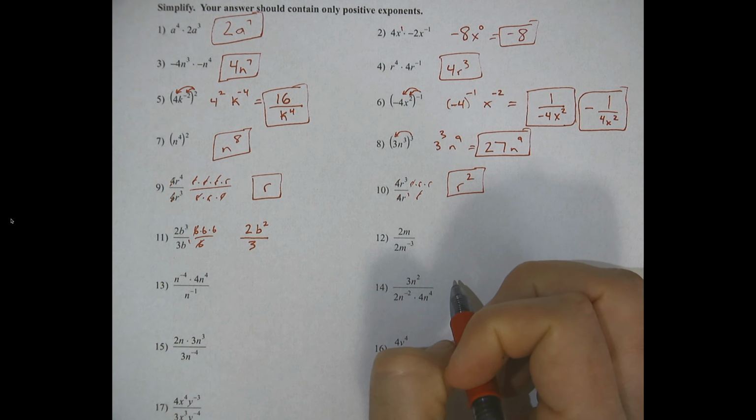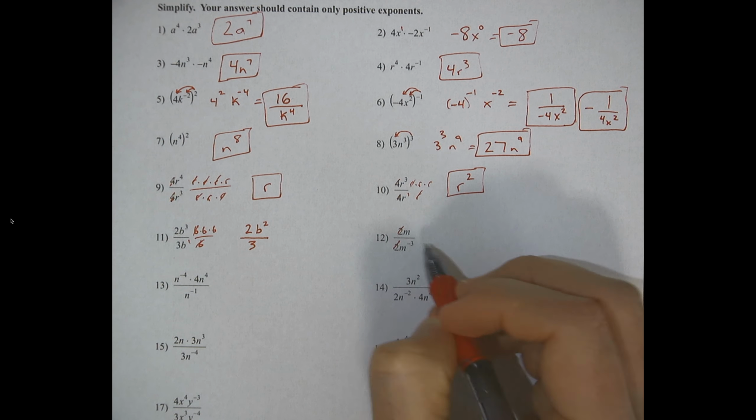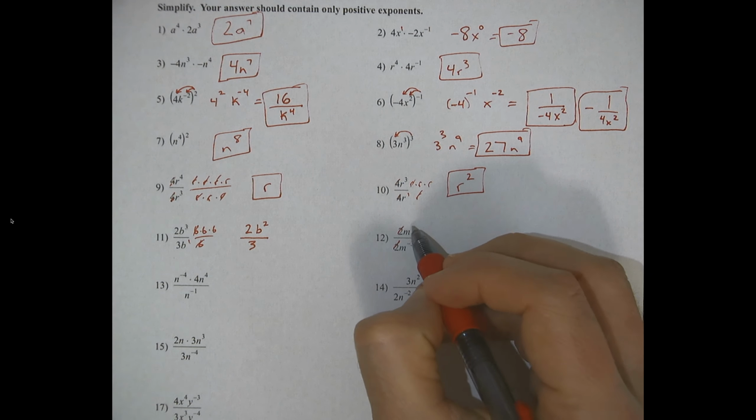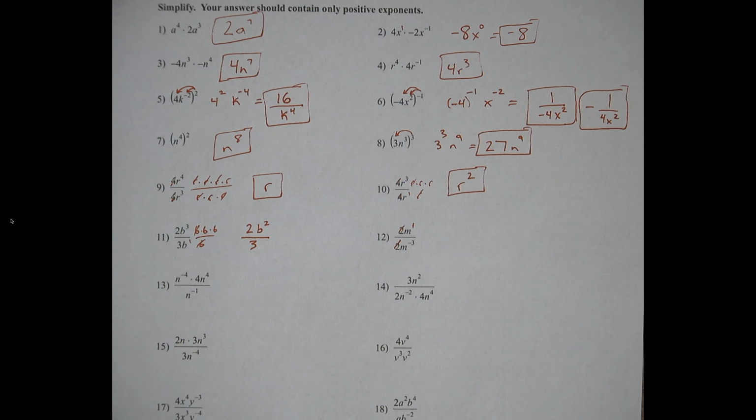So when I get to number 12, first of all, the 2 and the 2 are going to cancel. But when I'm dealing with this, I have m to the first and m to the negative third. I've got lots of different ways to think about it, so hopefully one of these makes sense for you.